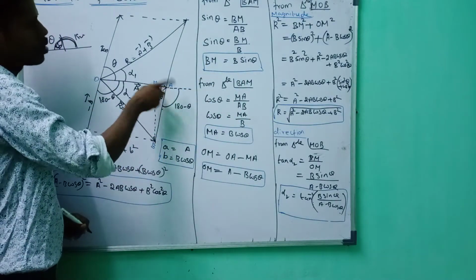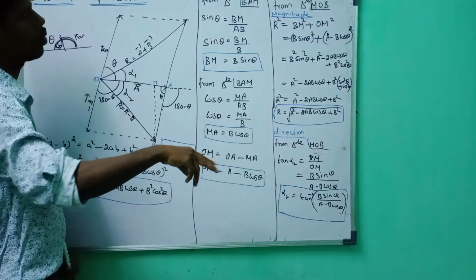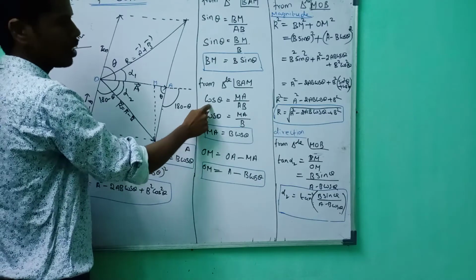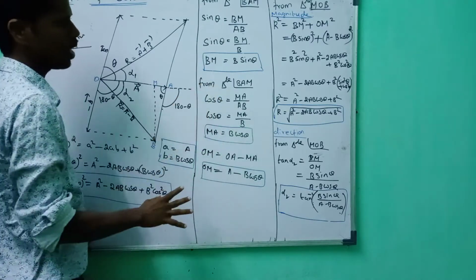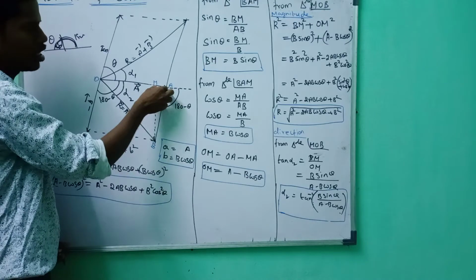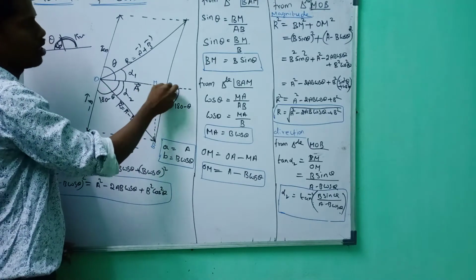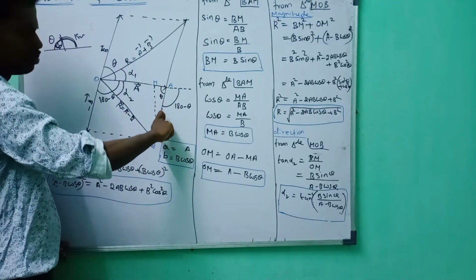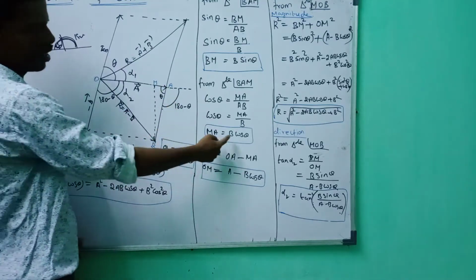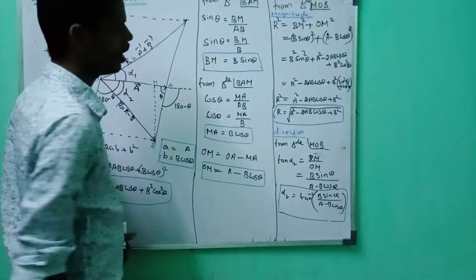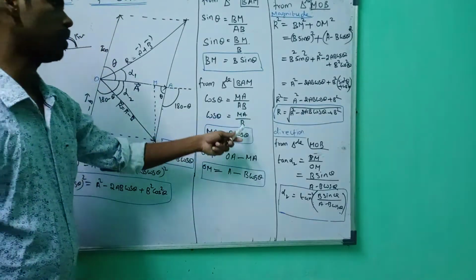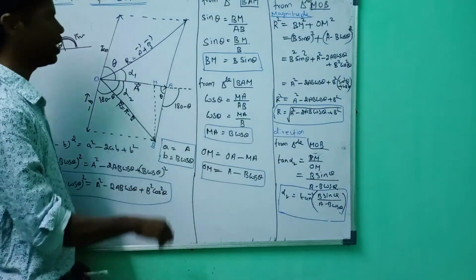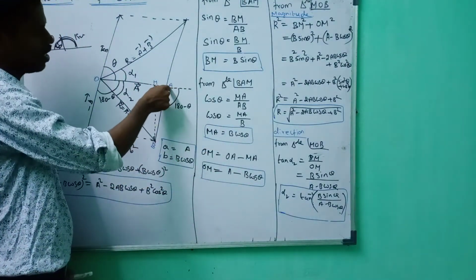I want this. So again you have to take the same triangle, BAM. From BAM you have to calculate cos theta. What is the formula for cos theta? Cos theta is adjacent side by hypotenuse. Where is the adjacent side? This one, MA. MA divided by hypotenuse AB, which is nothing but B. So cos theta equal to MA divided by B. I want only MA. So MA equal to B cos theta. So I have completed BM and MA.